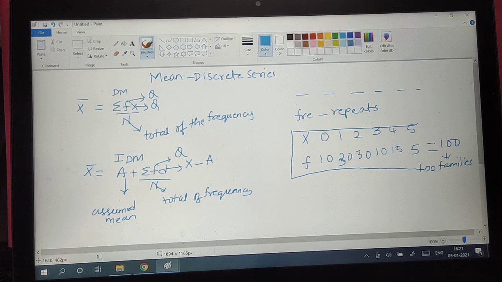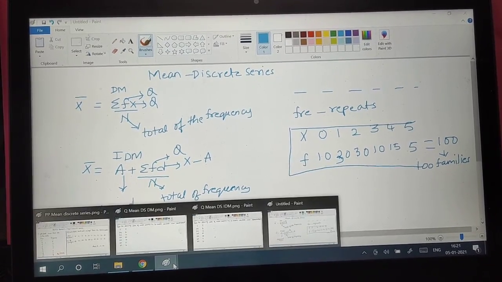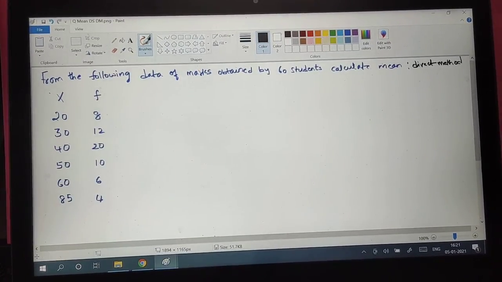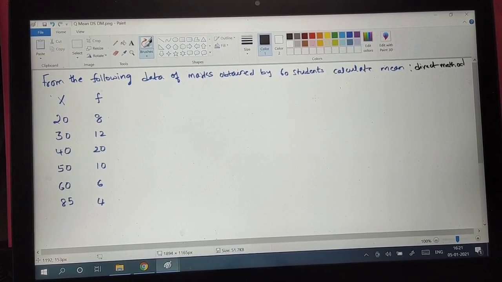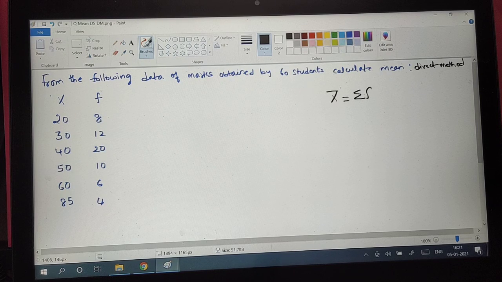Now let's look at one of the questions related to discrete series. This is the question. From the following data of marks obtained by 60 students, calculate mean using direct method. The first thing we are going to note down is the formula for direct method. As we discussed, it is sigma f into x divided by n. If you notice, in the data of 60 students who obtained different marks, 20 marks have been obtained by 8 students. Similarly, 50 marks have been obtained by 10 students.